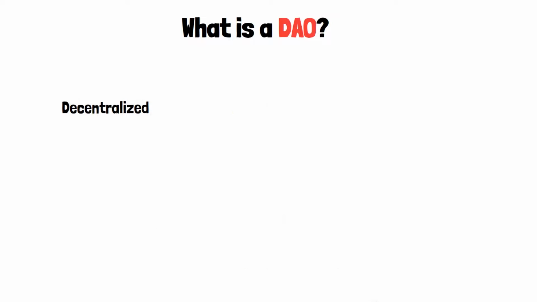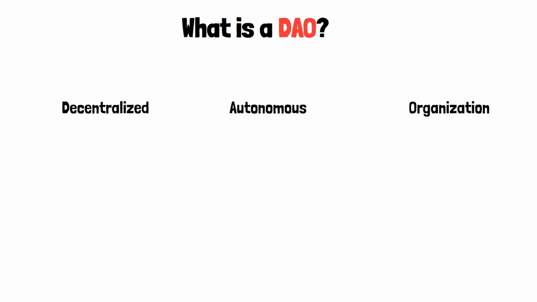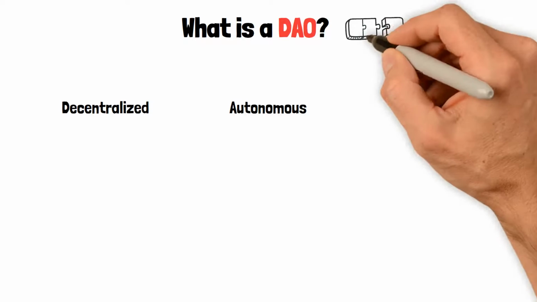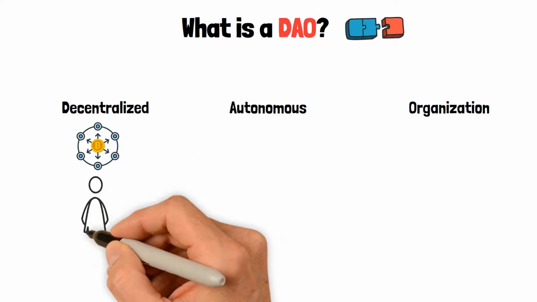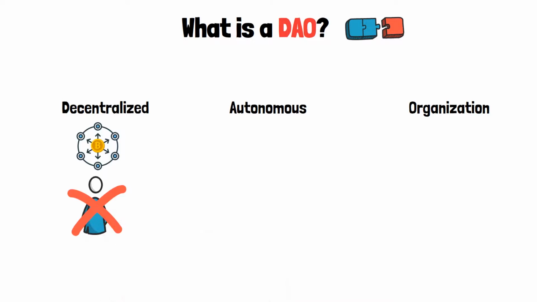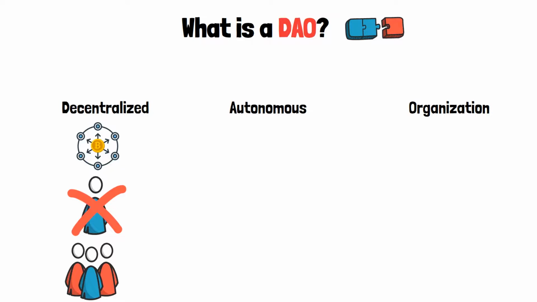DAO abbreviates as a decentralized autonomous organization. Three very big words, but when you break them down, the concept itself is rather simple. To put it shortly, decentralization refers to something lacking a single, central authority. Imagine a company without a CEO where all of the employees are equally responsible for making decisions.